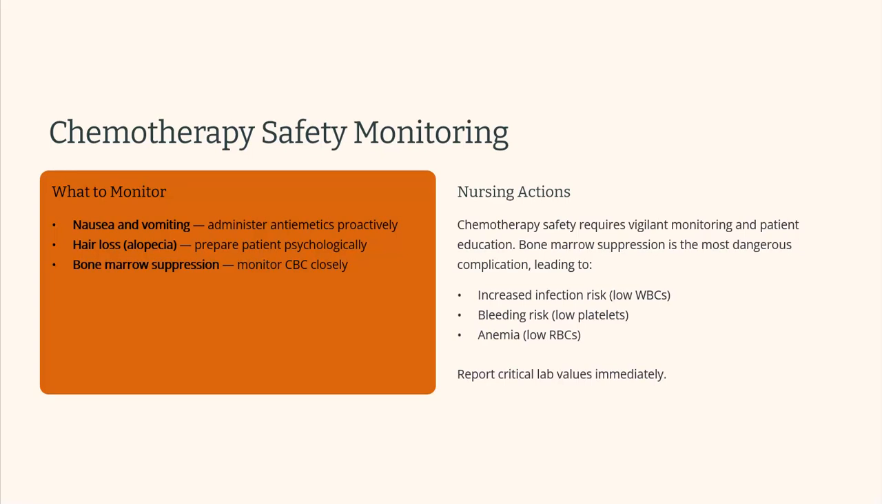So just a reminder, with chemotherapy, we want to be providing antiemetics for nausea and vomiting, helping the patient with dealing with alopecia or hair loss. And a big important one is monitoring bone marrow suppression. We're going to be monitoring those CBCs closely. Remember that low white blood cells puts the patient at risk for infection, low platelets at risk for bleeding, and low red blood cells at risk for anemia.